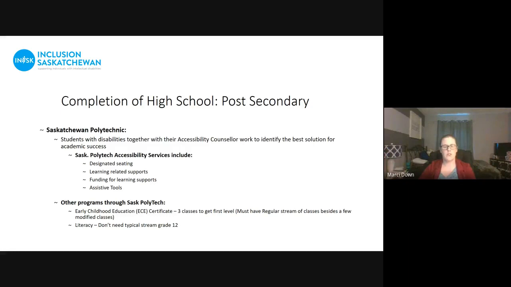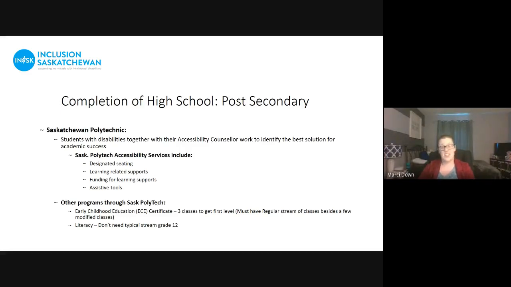Other programs that people have been able to access through post-secondary, so these are kind of either accommodation programs or programs that are run a little bit differently. So you can take kind of your normal stream of post-secondary and get the supports. But there's an early childhood education certificate, and it's actually really neat. Some of the classes you can have modified, like some of the classes that you have before getting into this program, you can have modified. Some of them you can't. So a lot of people will go back and upgrade some of those classes that they need with some supports.